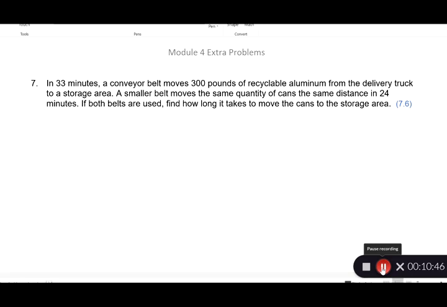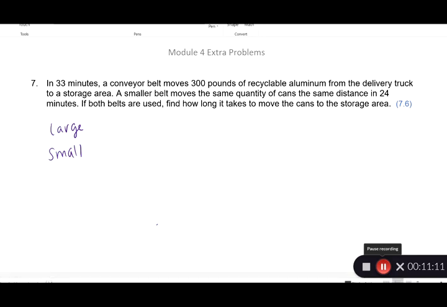So the first thing you need to do is organize this information in a way that makes sense, that you can do something with it. Right now there's a lot of information, 33 minutes, 300 pounds, 24 minutes. What does this mean for us? So the first thing we want to do is say that we're talking about the large belt versus the smaller belt or small belt.